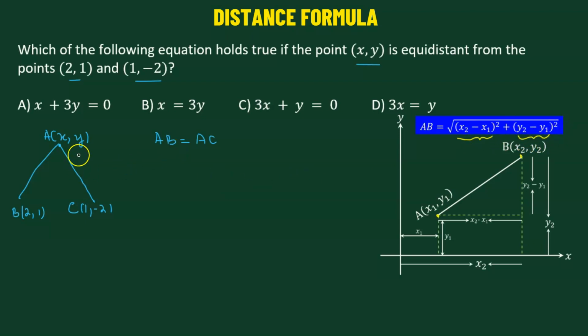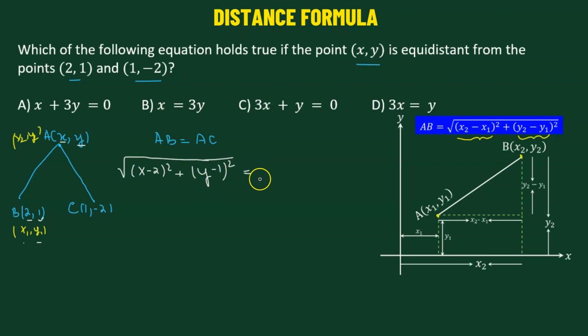Since we're going to start with AB first, if we apply the distance formula, we have the square root of, now, let us suppose that B corresponds to x1, y1, and A corresponds to x2, y2. This is for our own understanding. This is going to help us easily find the distance AB. Since we need x2 minus x1, we have x minus 2. This is going to be the difference of the x coordinate. We're going to square it and then add it to the square of the difference of the y coordinate, that's y2 minus y1, which is simply y minus 1, whole squared.